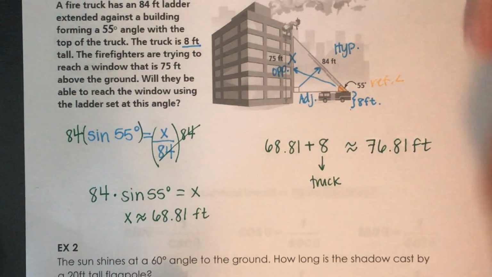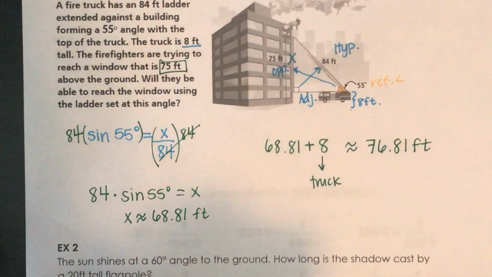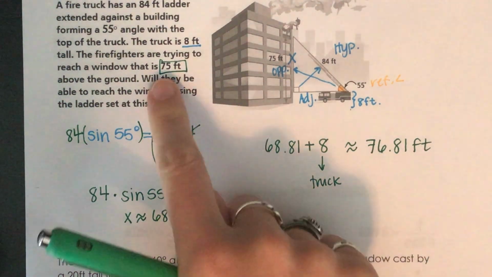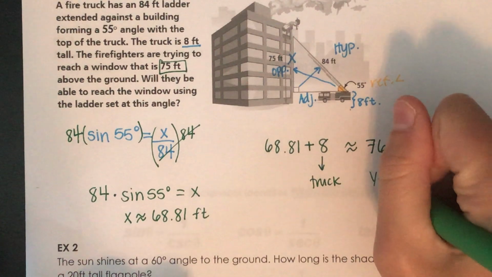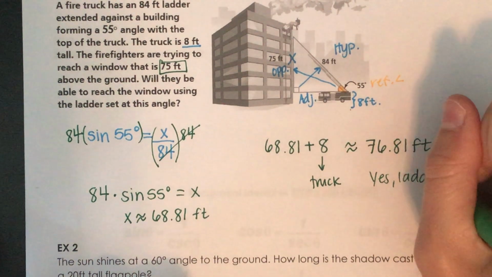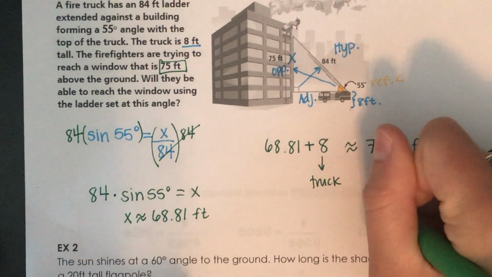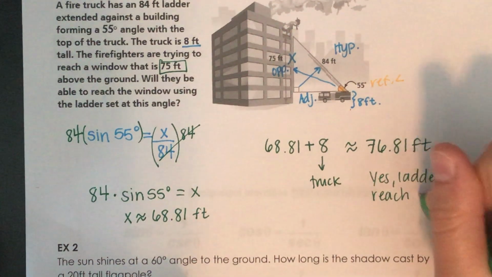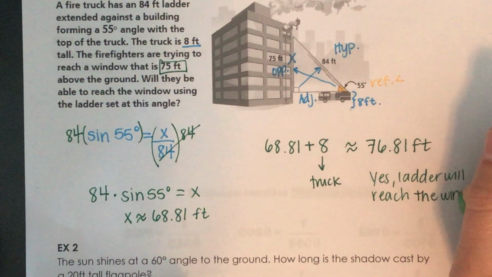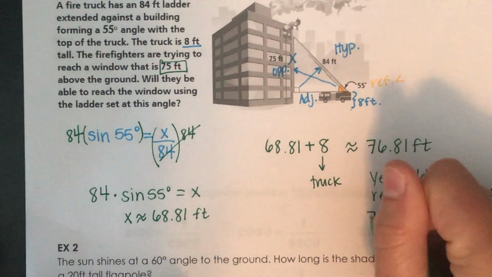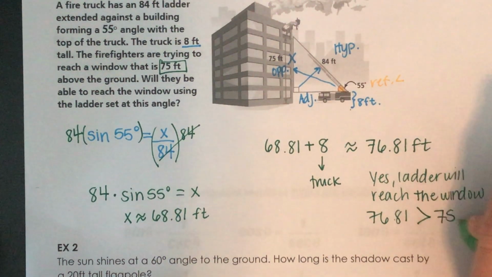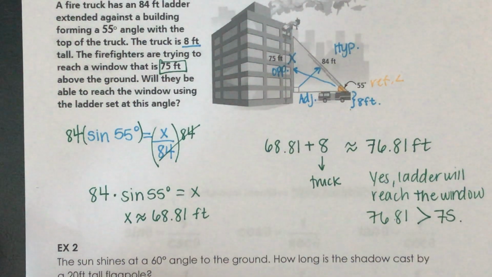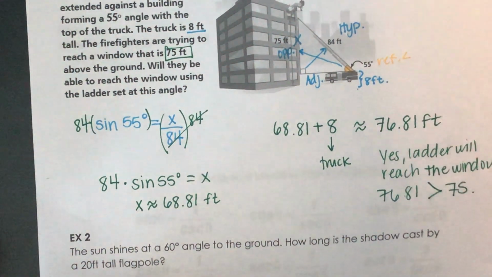They're trying to reach somebody that's 75 feet in the air. 76 is greater than 75. So yes, my ladder will reach the window, right? Because 76.81 is greater than 75 feet. And there's my answer for the first problem. Okay, second one.